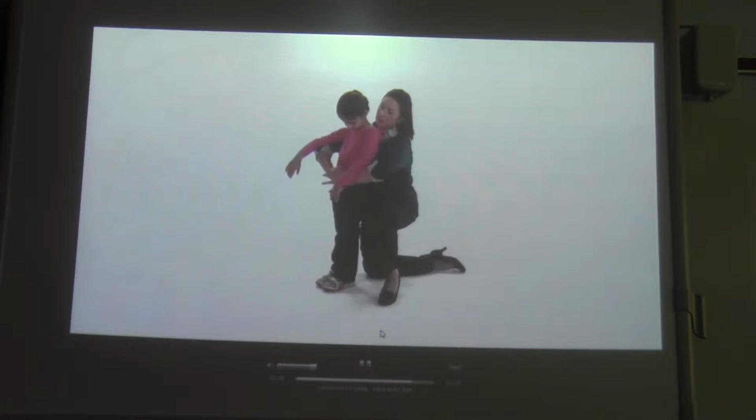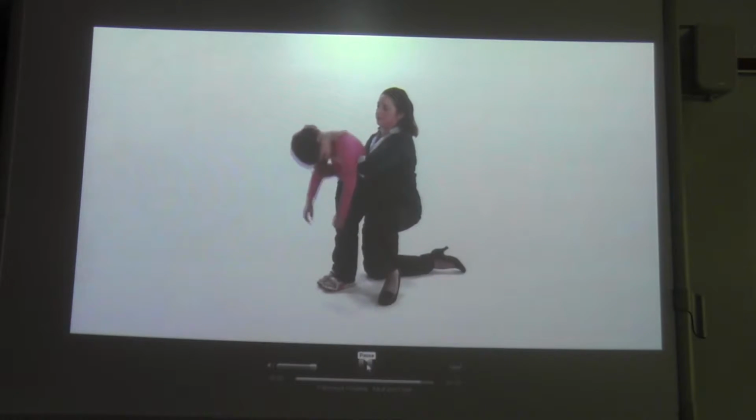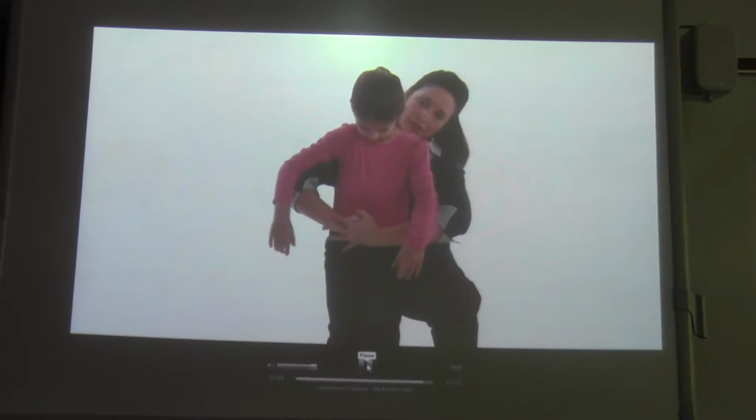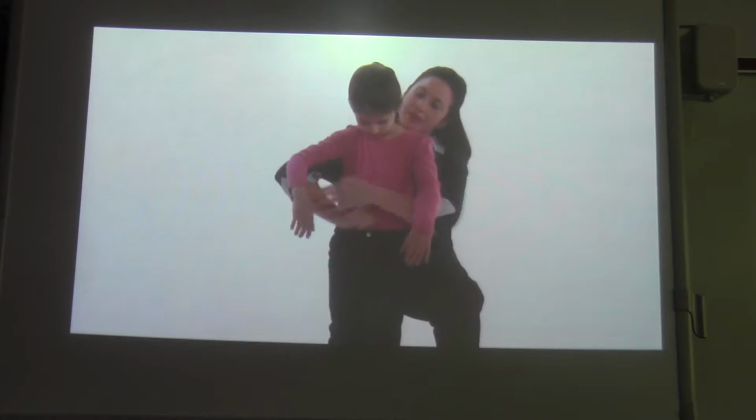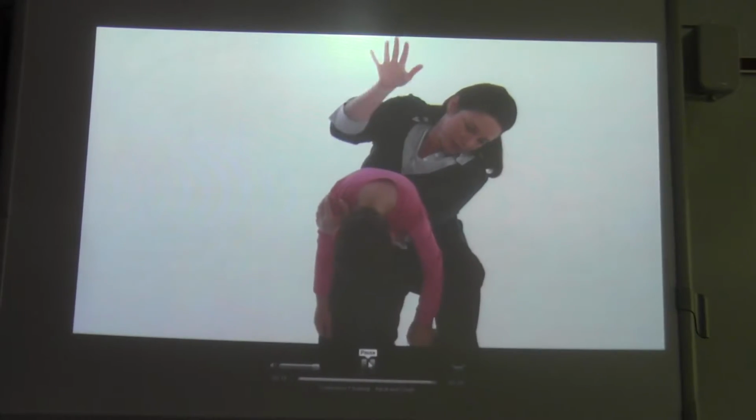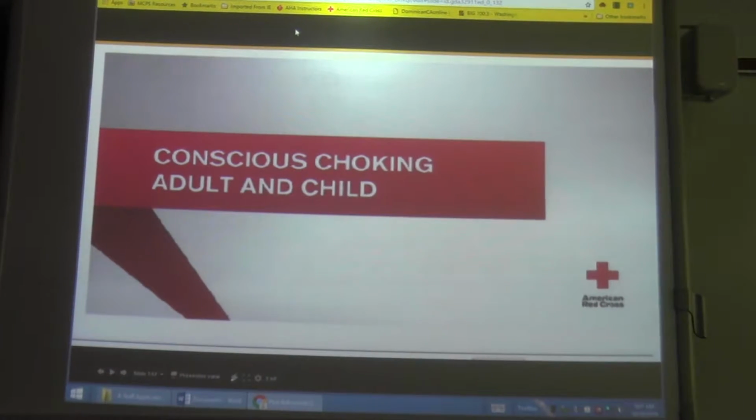You may need to kneel behind a child to give effective back blows and abdominal thrusts. Do not use as much force with a child. Additionally, if a person you're giving care to is much taller than you, you can sit them down in a chair and give them the back blows and reach around and give them the abdominal thrusts.